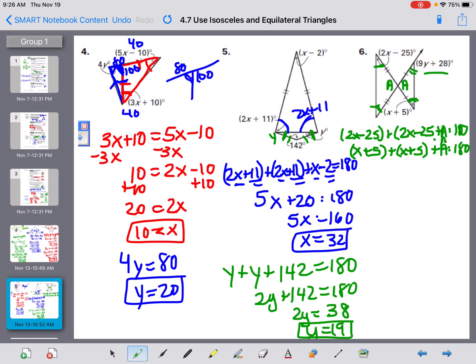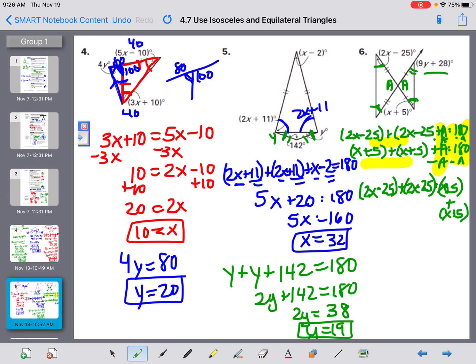If I subtract A on this side, on both triangles, that means both of my equations have 2x minus 25 plus 2x minus 25 equals 180 minus A. And x plus 5 plus x plus 5 equals 180 minus A. If those 180 minus A's are the same, we know we can substitute, right? That means that because this part over here of the equations is the same, then the other parts have to be the same. So I really get this equation that says 2x minus 25 plus 2x minus 25 equals x plus 5 plus x plus 5. Okay, so they really become equal.